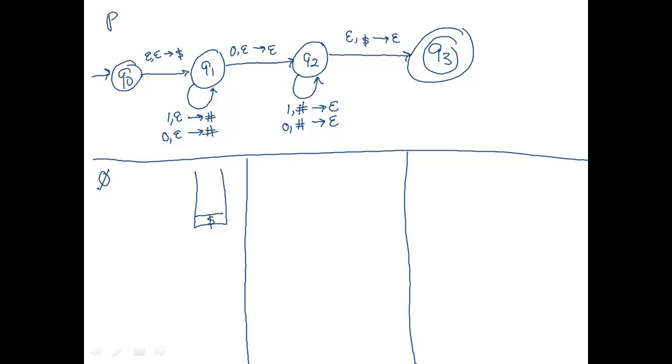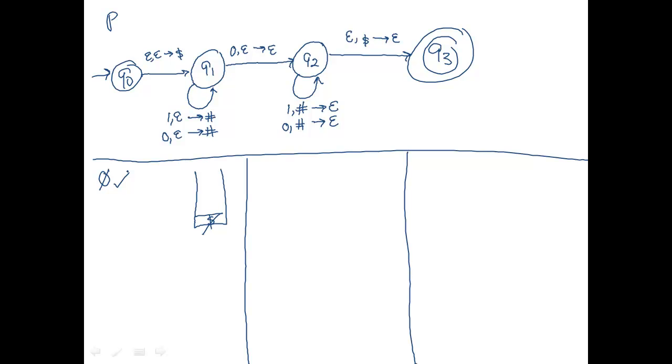Notice here now, I have no input left. I can't take any of these transitions on the loop in Q2. The only thing I can do is read nothing, pop the $ sign off my stack, push nothing to my stack, and go into Q3, and accept. So this accepts 0.